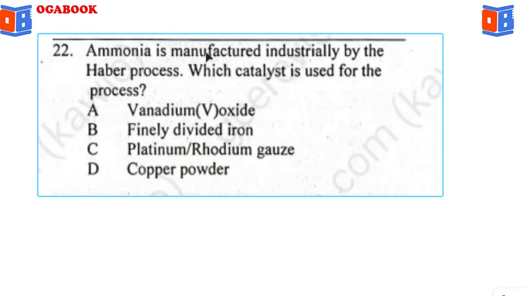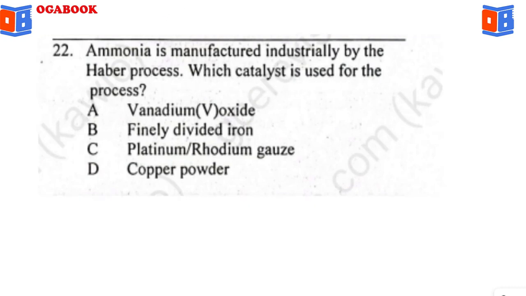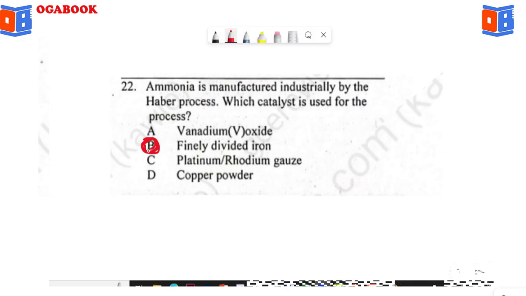Question 22. Ammonia is manufactured industrially by the Haber process. Which catalyst is used for the process? The catalyst used here is simply finely divided iron, making option B to be correct. Vanadium is rather for sulfur trioxide production.